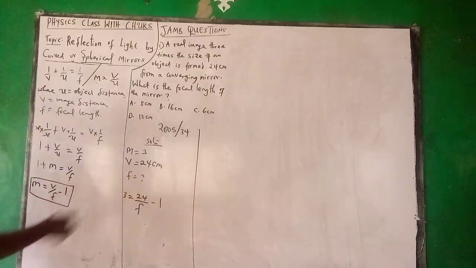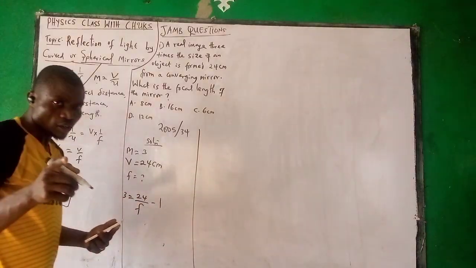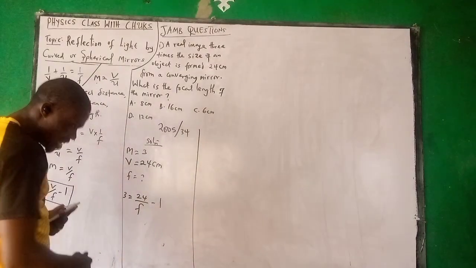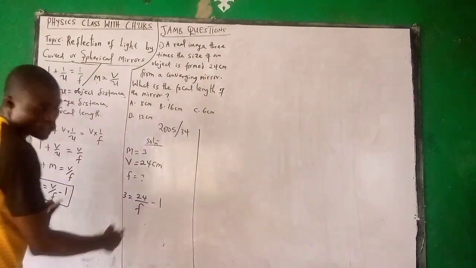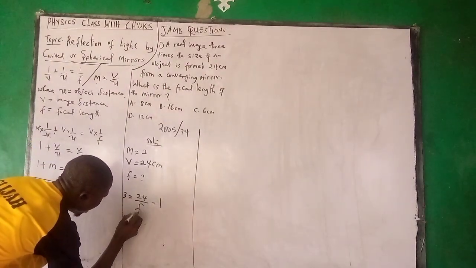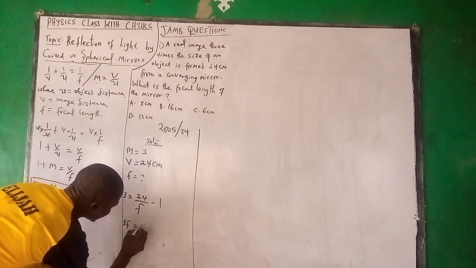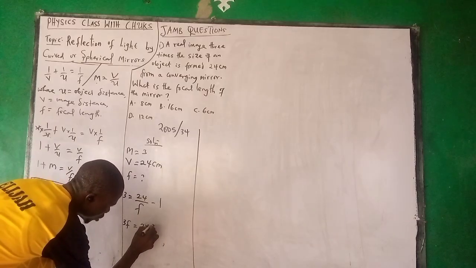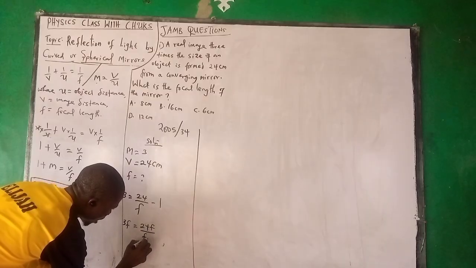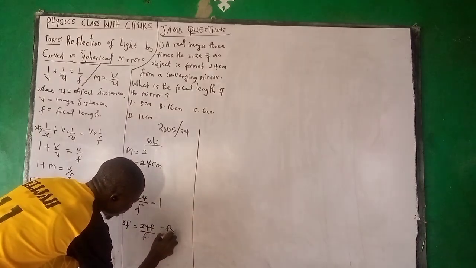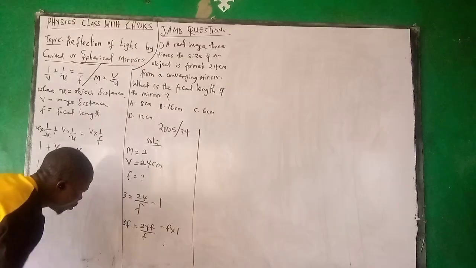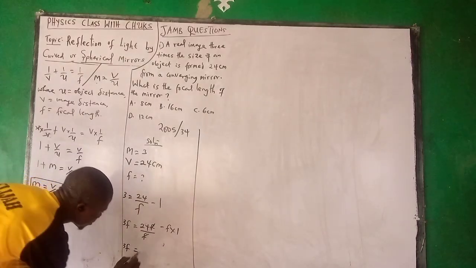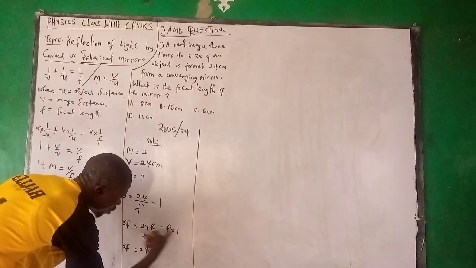Now, how will I make this equation linear? You have to know math. If you want to be an expert in physics, you have to know math. So how will I make this fraction linear? I'm going to multiply everything here by F, right? So I'm going to have 3 times F is 3F, equal to 24 times F, which is 24F over F, minus F times 1. So 3F equals, this can cancel this, right? 24 remains, minus 1 times F is F.